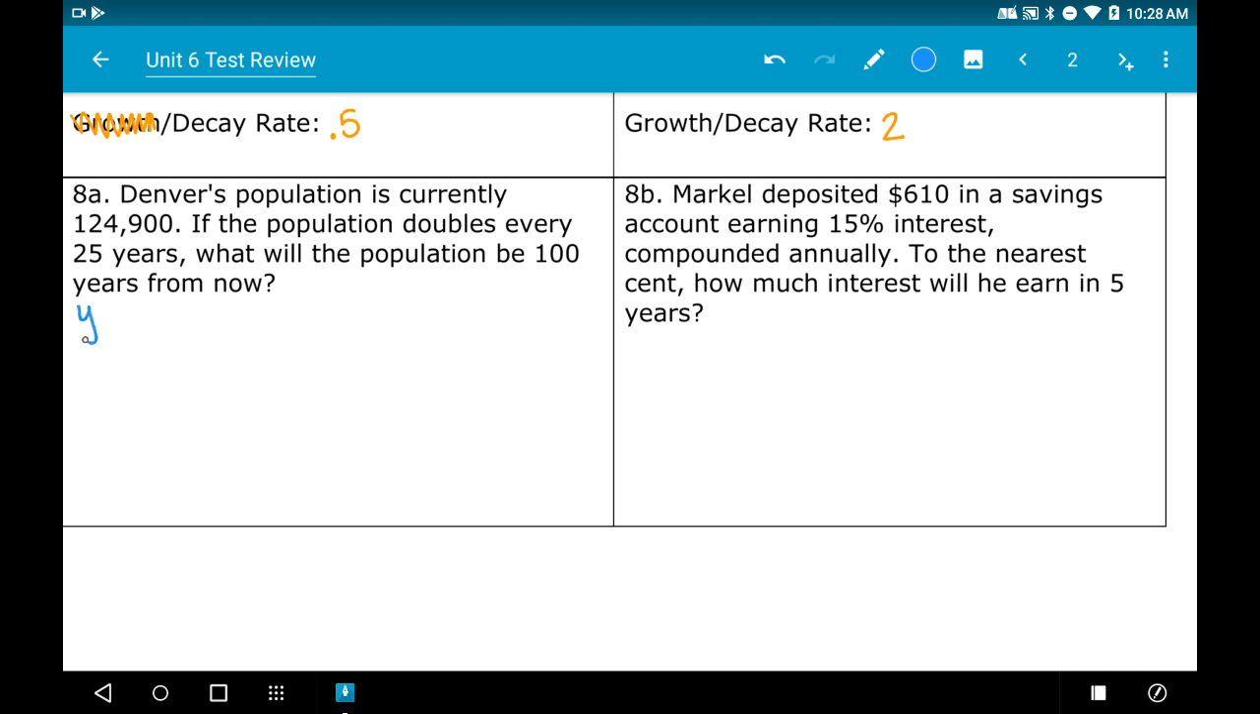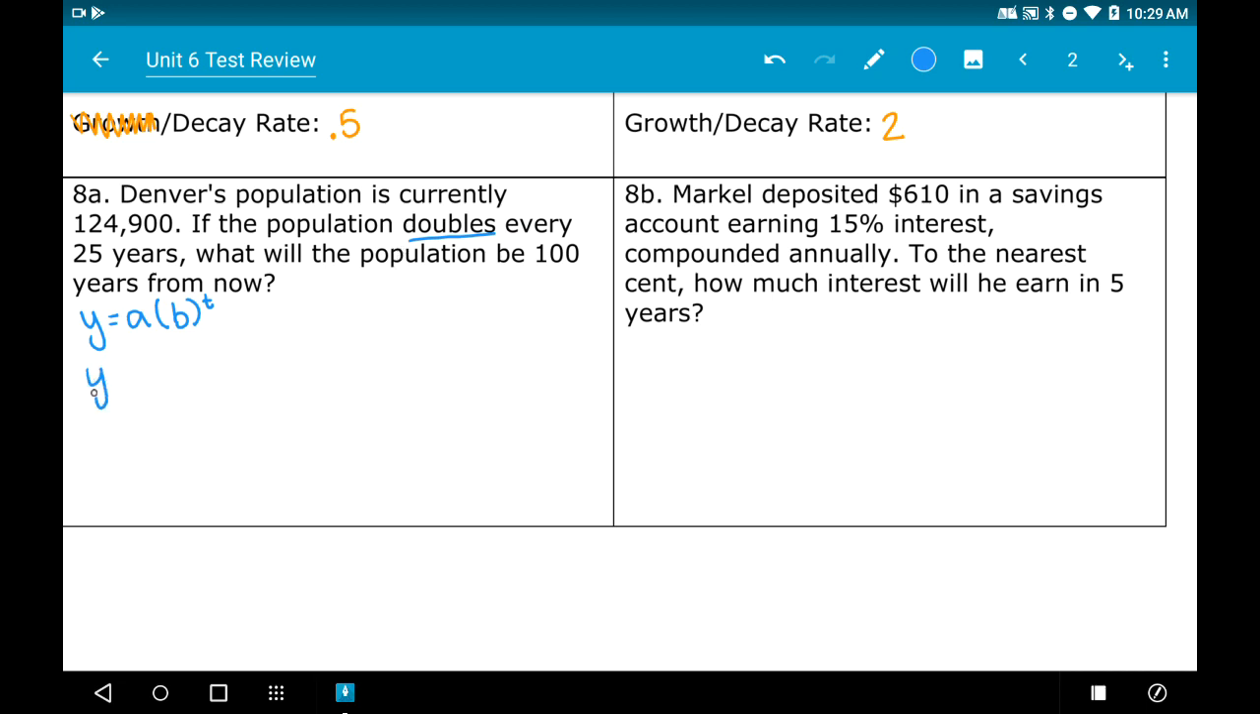So our equation here, notice it is increasing because it's doubling. So our equation is going to be y equals a times 1 plus r to the power of t. Increasing means there's a plus here. Actually, on this one, we don't need that because there is no percent. Sorry. So it'll be y equals a times b to the power of t. Notice it doesn't have any percent at all.